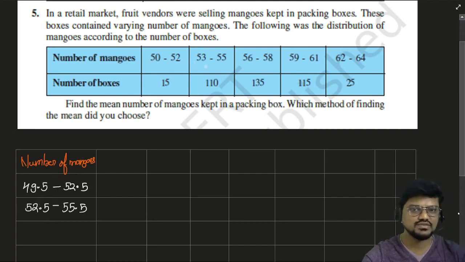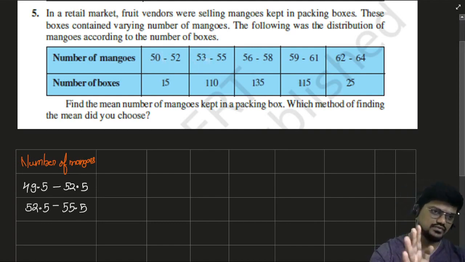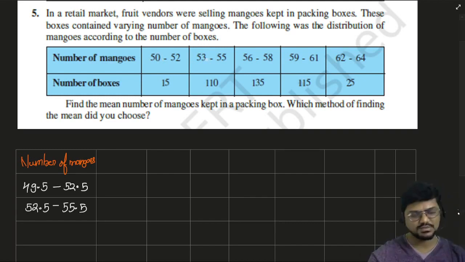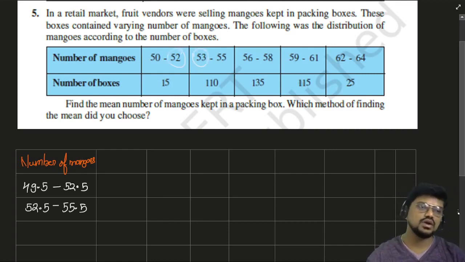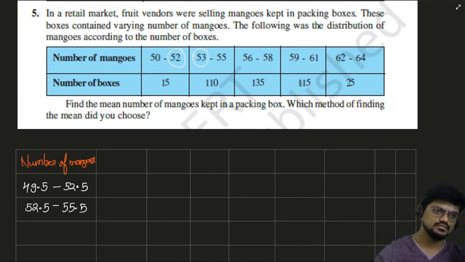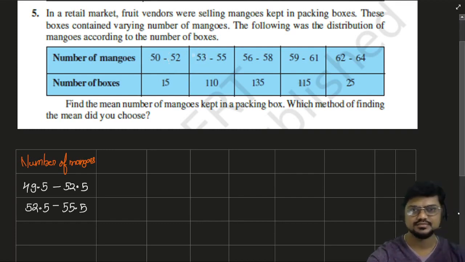So whatever the difference is: 52 to 53, they have started, no? So what is the difference? There is a difference of 1. So halve it, that is half. So subtract half from the lower limit and add half to the upper limit. If the difference is 2, then you have to subtract 1 from the lower limit and add 1 to the upper limit. Got it? That's if the data is discontinuous.